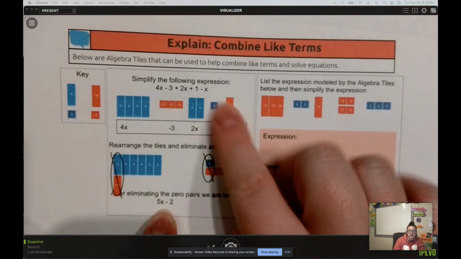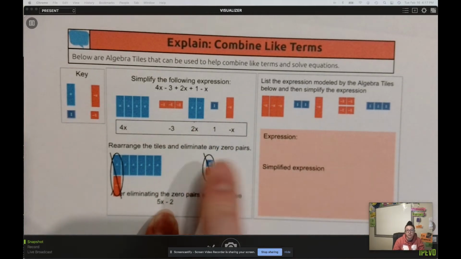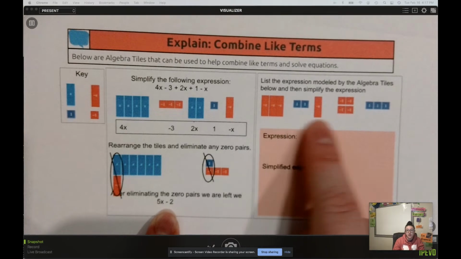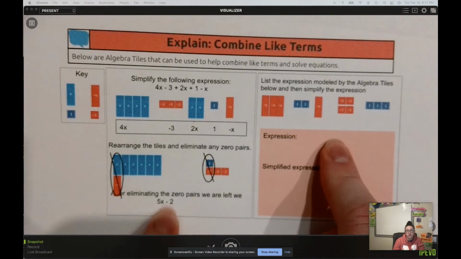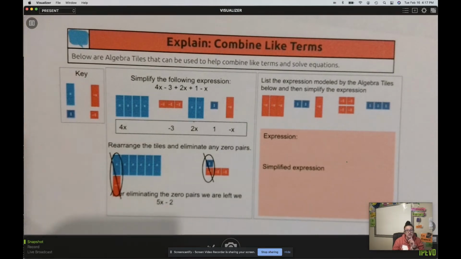Use these algebra tiles if you need it. If you want to practice it, go ahead, pause the video, try this expression, write it out like they did here, and then simplify it like they did in that step. Pause it if you need it. If not, go ahead and keep watching.